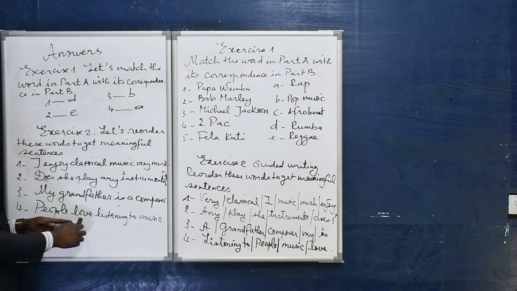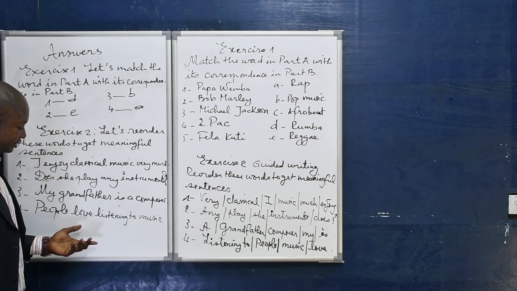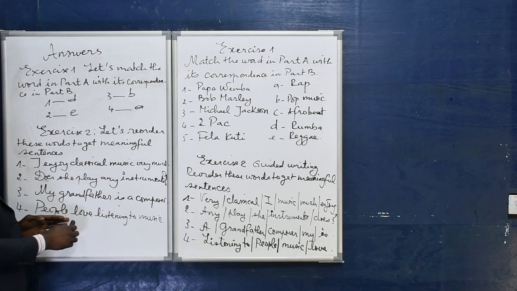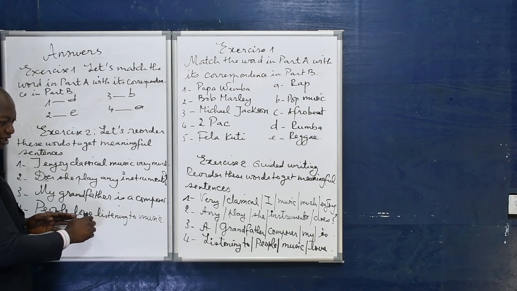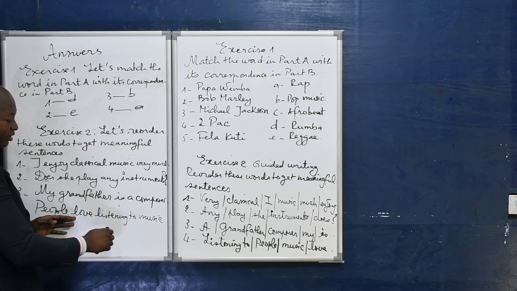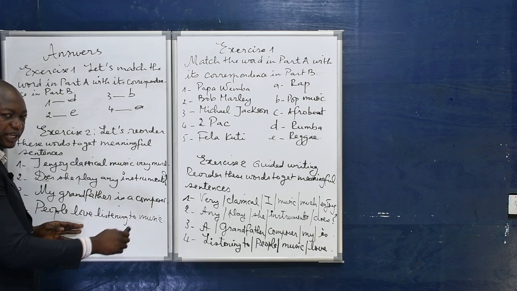After love, like, the following verb is in the gerund. That is to say, here we put the gerund. After love: love listening to music, love playing musical instruments, and so forth.